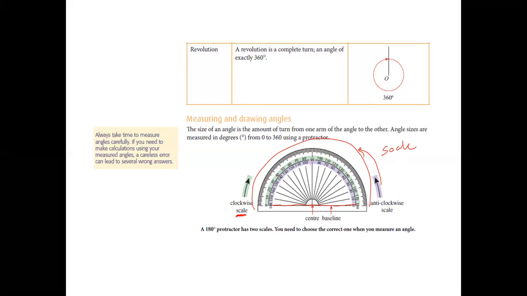Now I will show you with an online protractor. Please watch carefully, look at it carefully. A 180-degree protractor has two scales. You need to choose the correct one when you measure an angle. Don't forget this definition, this advice.